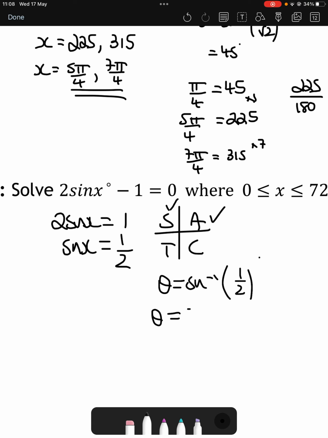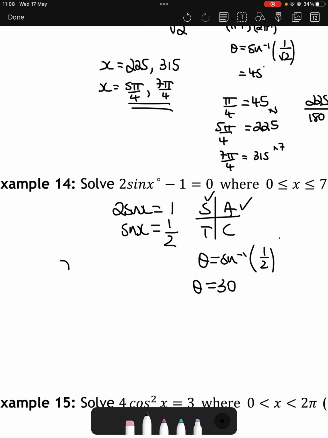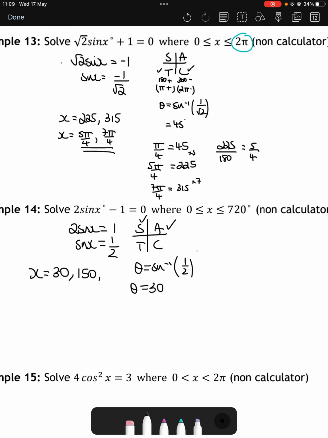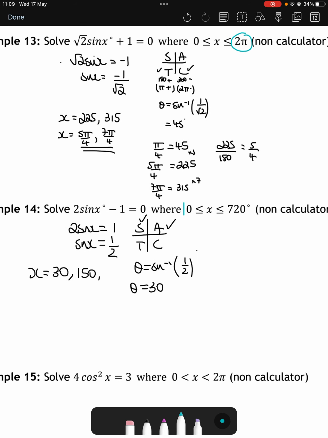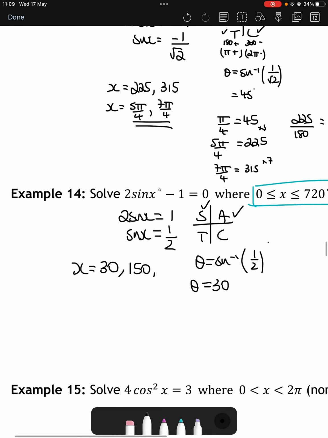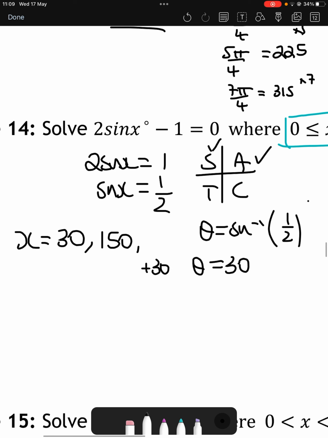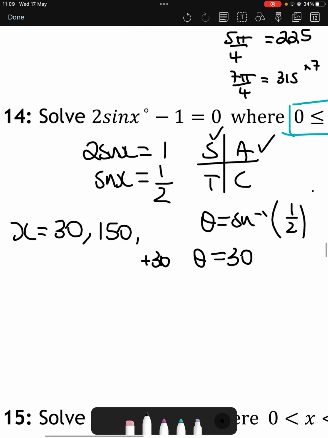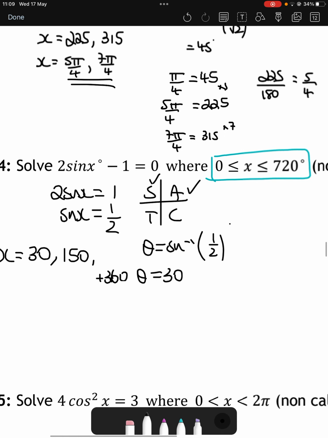Which is 30. So x is going to be 30 and 180 minus, which is 150. However, we have this situation. Because we have this situation, we have more values. We're not just going to 360, we're going all the way up to 720. So it repeats after 360 degrees, so we need to think, well, there will be more answers. So what we're going to do is plus 360 until it gets within this boundary.